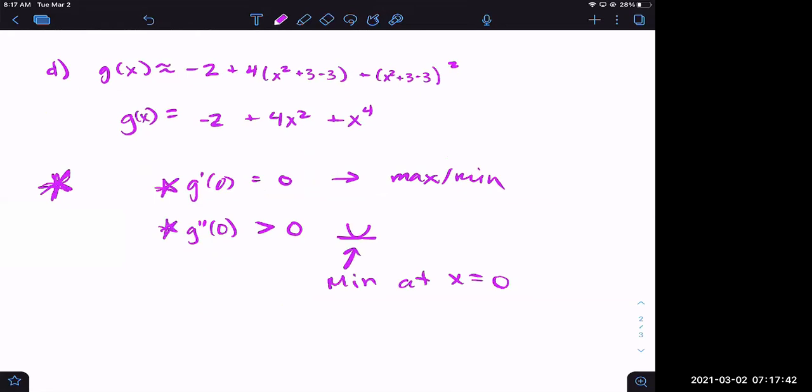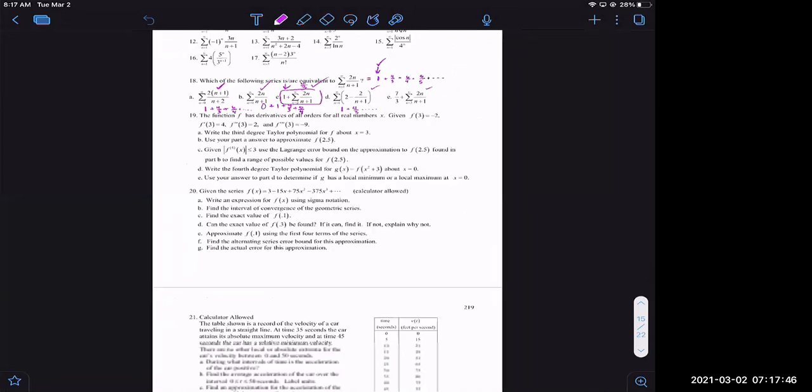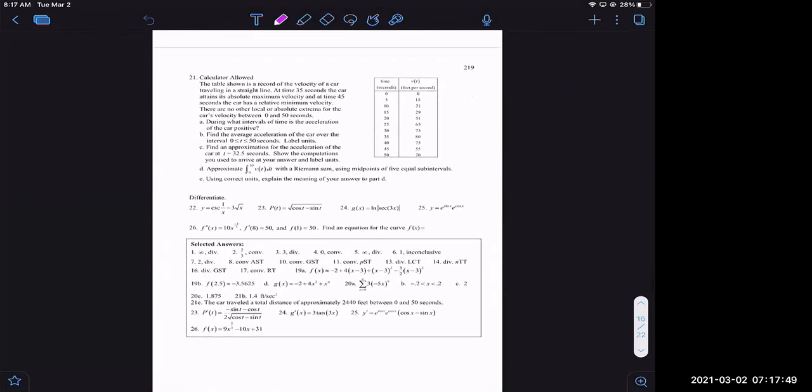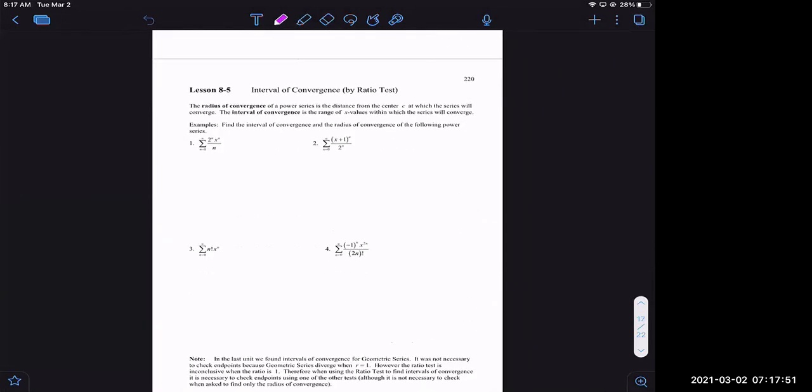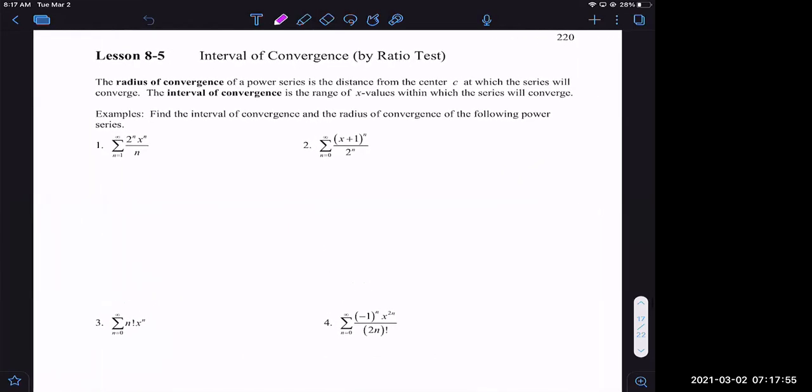All right, let's go ahead and switch gears. I want to talk about interval of convergence. So I'm going to go to this. We only have 4 examples, but they require a little bit of work. We've talked about an interval of convergence when we've done ratio tests back at the beginning, or not ratio test, geometric series test.